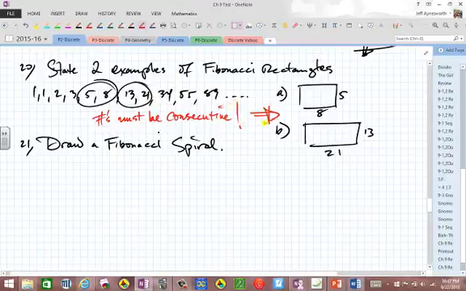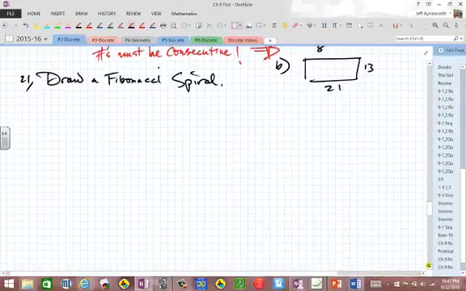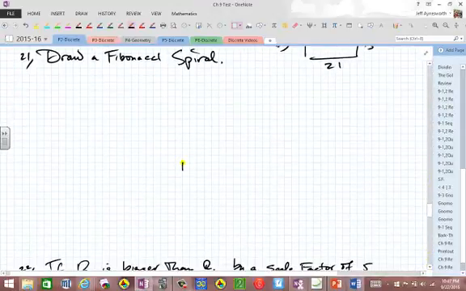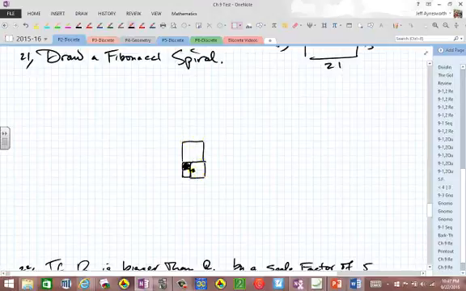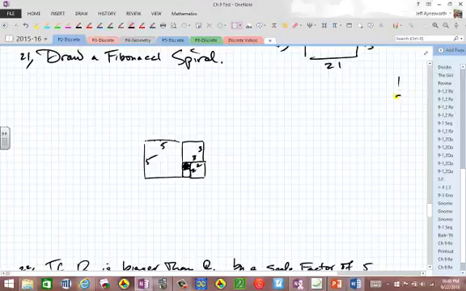Okay, there you go. Draw the Fibonacci spiral. That's easy too. I'll just draw a part of it. You start off with a 1 by 1 square. I'm going to shade it in. You add a square to it, you get a 1 by 2. Then add a 2 by 2, and then a 3 by 3, and then a 5 by 5. Notice their numbers are in the Fibonacci sequence: 1, 1, 2, 3, 5, 8, 13, 21, and so on.